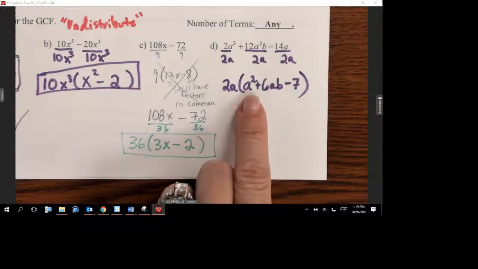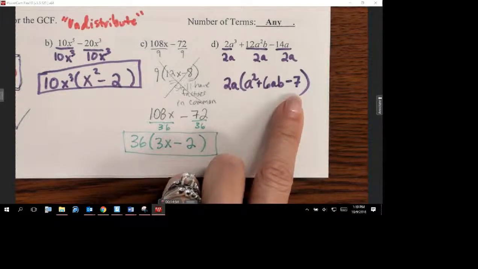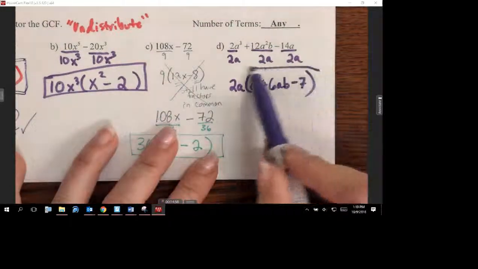And then how many terms are left? 3. Should be the same that we started with. 3. Did I teach you how to do 3s yet? Nope. So none of these will factor further if it's 3 left over. Not today. So this will be it.